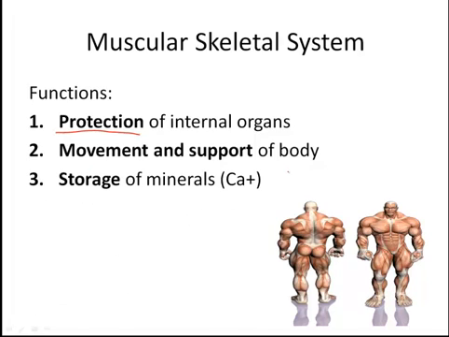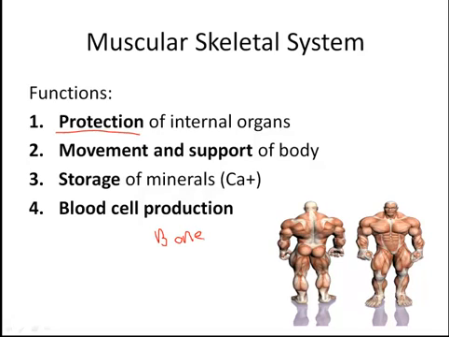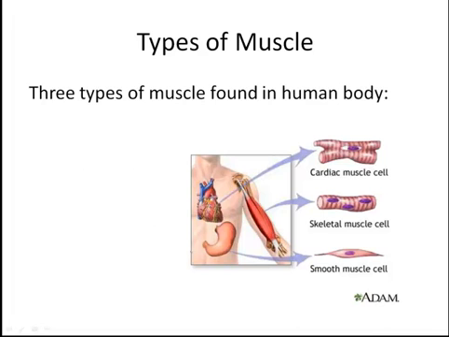Storage of minerals like calcium is stored in our bones, and that's important for a lot of enzyme reactions. And blood cell production happens in the bone marrow, and bone marrow is right in the inside of each of our major bones. And every time we need to make some new blood cells, it happens in the bone marrow, so it's a very important function. There's three main types of muscles found in the human body.